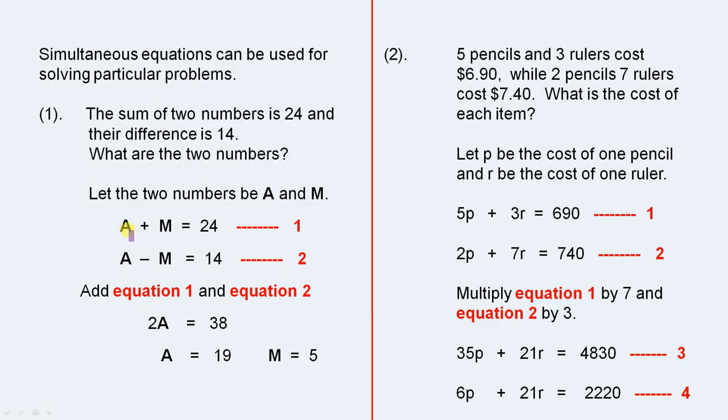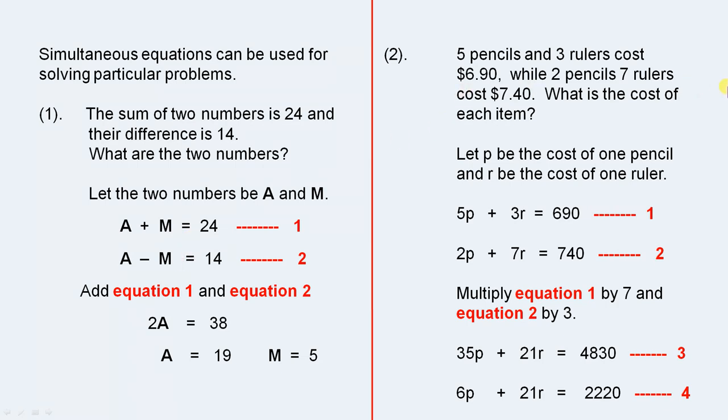And if you substitute 19 here, for example, 19 plus what gives you 24? m must be 5. So here we have our solution. So the two numbers are 19 and 5. And those two numbers satisfy each of those equations.